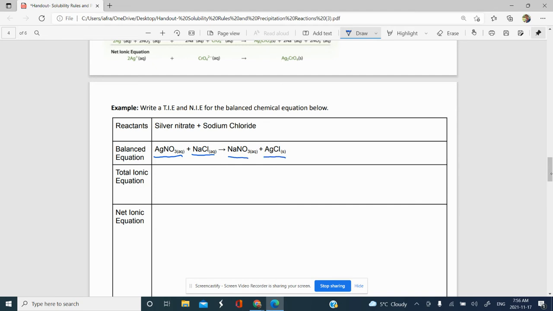And so that's done for you already. It's just a double displacement and you go take a look at what your states are. And notice that because we have a solid, a precipitate, that there was a reaction. And you need to make sure it's balanced. In this case, it looks balanced.